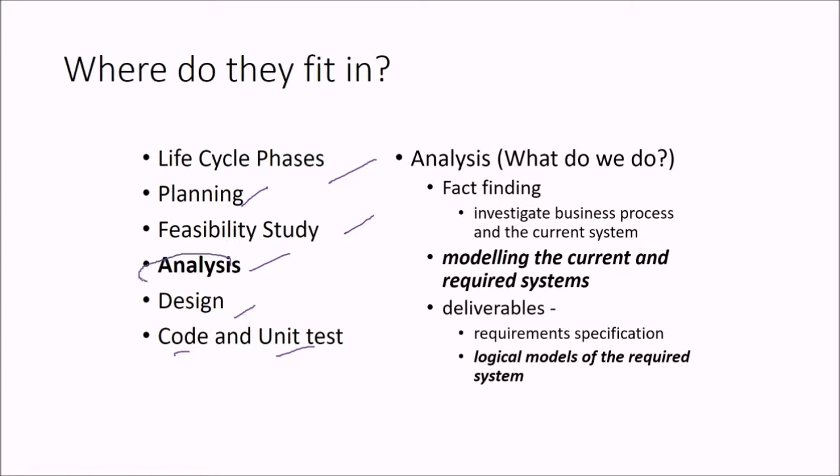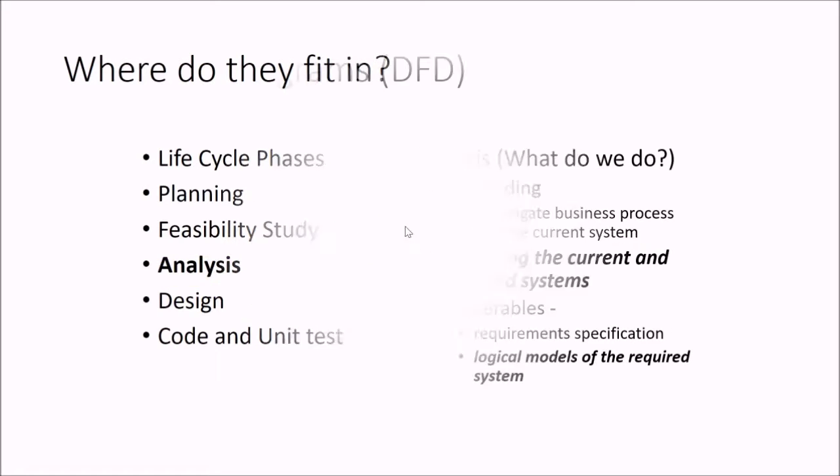So in analysis, what do we do? First, we do the fact finding, trying to investigate the business process and the current system. Then we try to model the current and required system. What are the deliverables of the analysis phase? The deliverables are the requirement specification and the logic models of the required system.